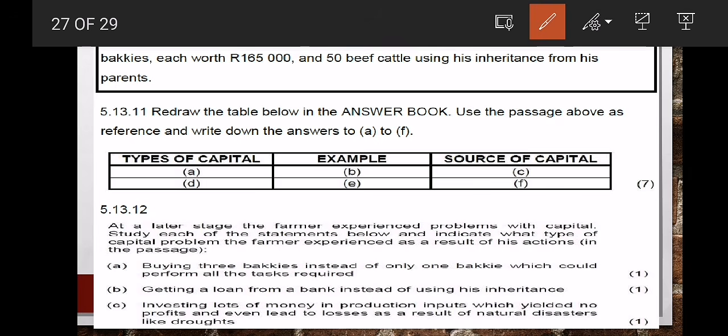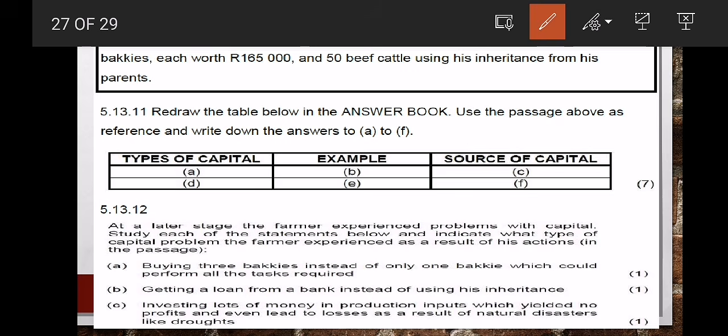over-capitalization. B. Getting a loan from a bank instead of using his inheritance. That talks about costly, high interest rate. So the costly, high interest rate. C.